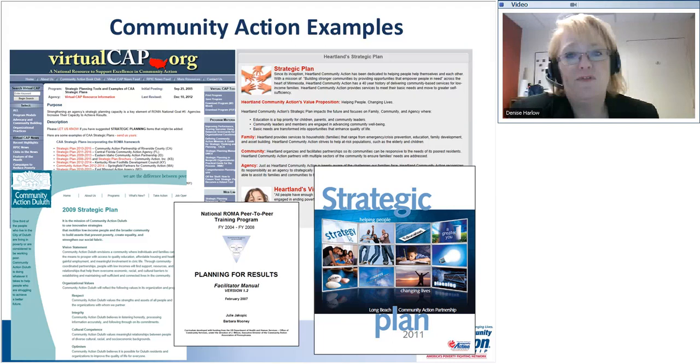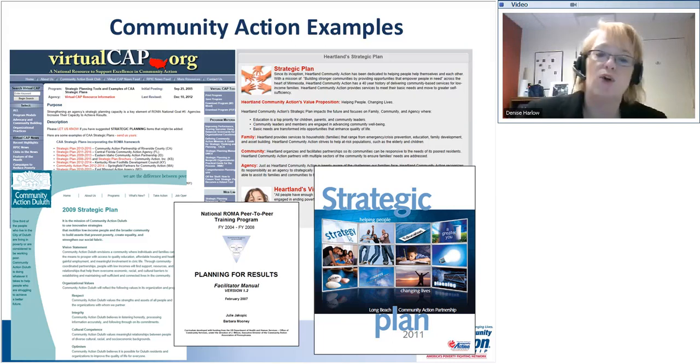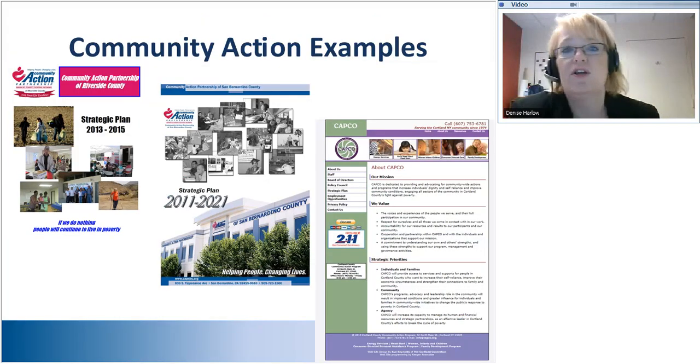And again, we don't want to forget our ROMA folks, Planning for Results. They have a curriculum around comprehensive strategic planning, really embedding the ROMA principles. There are a number of folks across the country who can facilitate that kind of model. Barbara Mooney would be a great person probably to talk to about that particular model.